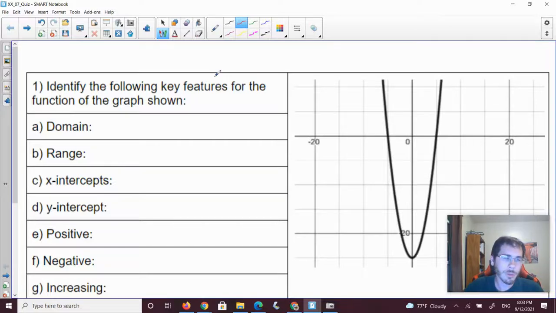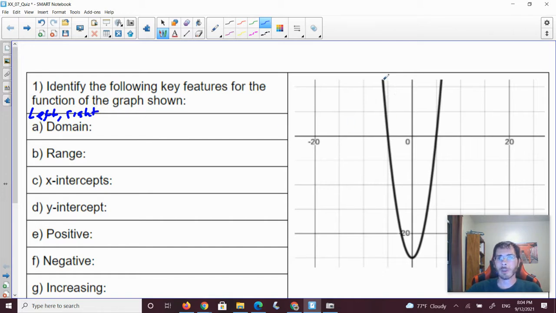Right, we're going to go through the review for the Unit 1 quiz. So question number 1 says, identify the key features for the graph shown. So the first one we have is the domain. To do the domain, remember domain is always going to be left to right. So for domain, you're always going to go from the left to the right.